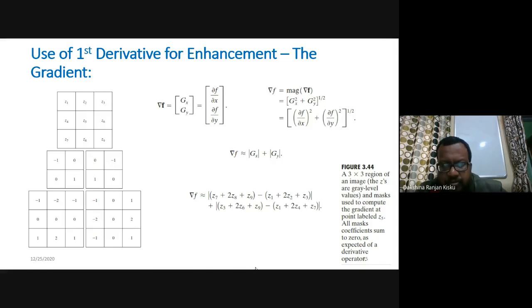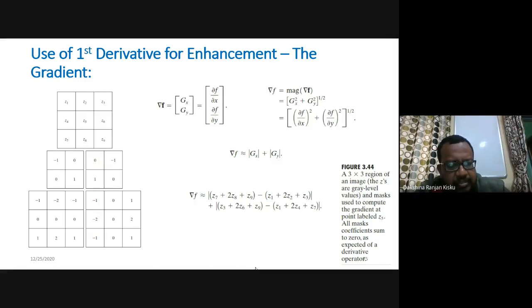Now if we represent a 3x3 gradient mask with 9 different pixels z1 to z9, the first row contains z1, z2, z3, the second row contains z4, z5, z6, and the third row contains z7, z8, z9. So what is the center pixel, or center of the gradient? The center of the gradient is z5.